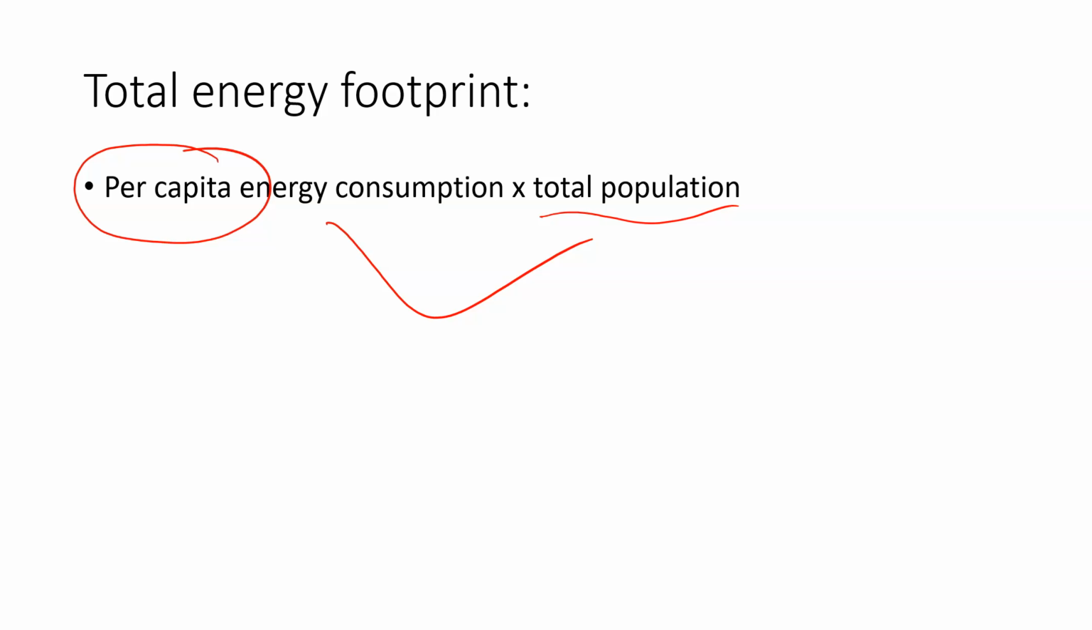Now you could take somewhere like China, which has an enormous population, right? And compared to the U.S., they have a lower per capita. But because their population is so much larger than the U.S., their total energy footprint is in fact larger than the U.S. total energy footprint, particularly as they are industrializing.